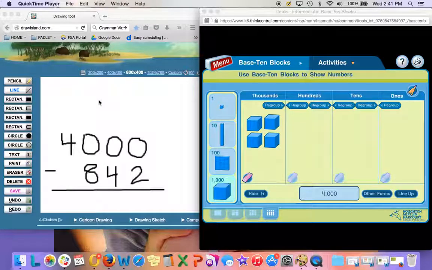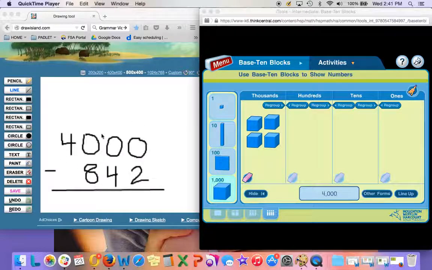Hi boys and girls, today I'm going to show you how to subtract from a number that has zeros in many of its place values. I'm going to show you how to subtract in standard form, but I'm also going to show you how when I regroup certain base 10 blocks or certain place values, the value of the original number actually does not change.